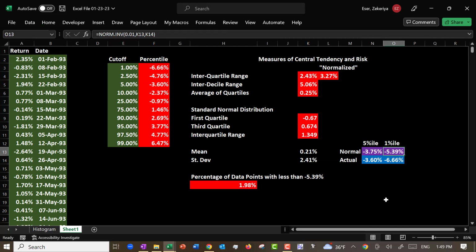Had the data been normal, 1% of the time we should expect returns to be less than negative 5.39%, given that it has the same mean and standard deviation. But in the actual data, you have about 2% of the data points less than that column. That's what we mean by tails being fat.